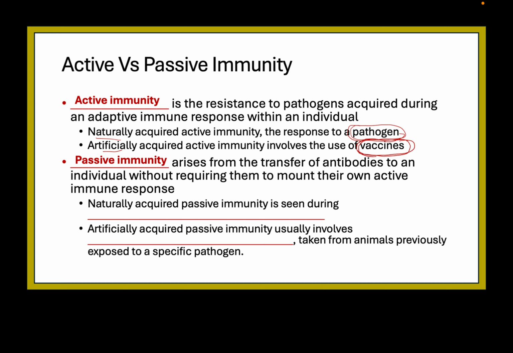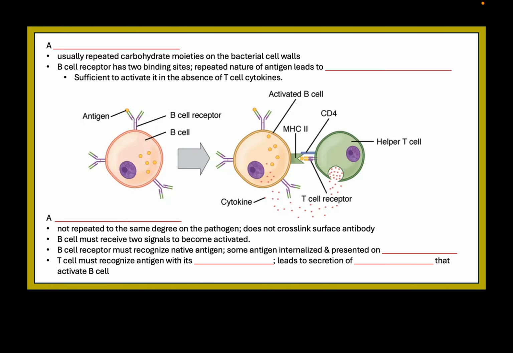In passive immunity, the antibodies are being transferred, but you're not going to get a memory of them. So this can happen naturally during fetal development and breastfeeding when the mom delivers antibodies to the baby. And it can happen artificially with injections of immunoglobulins taken from animals that previously have been exposed to that specific pathogen.